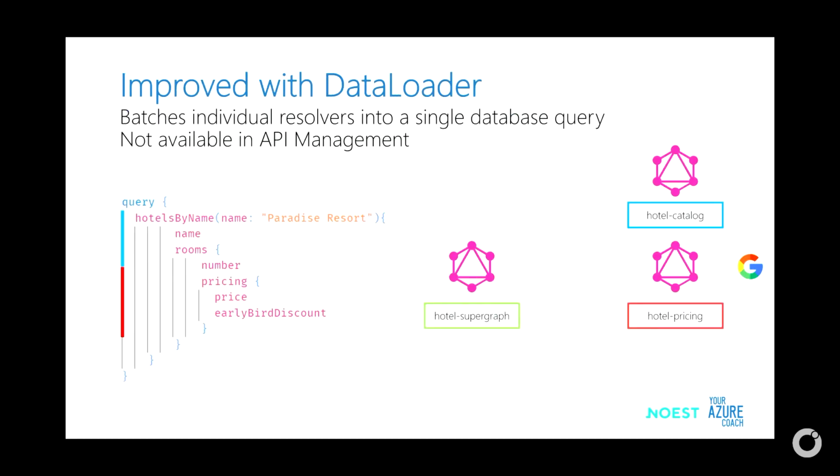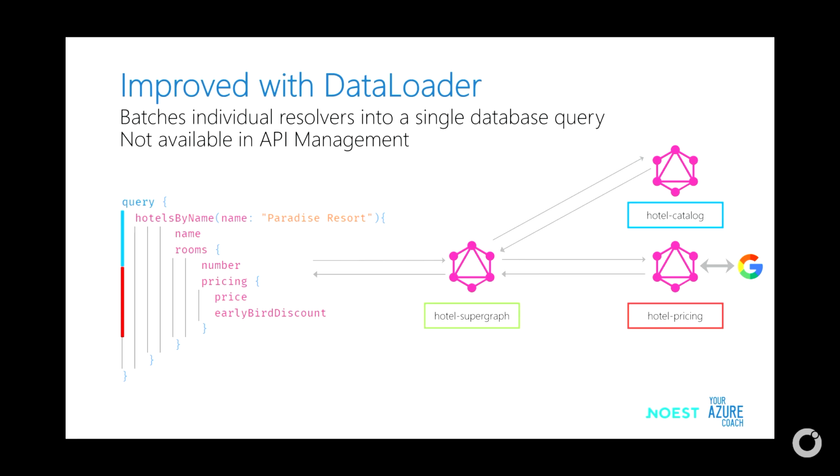So you can improve that with data loaders. With data loaders, you will batch those individual resolver requests into one single request to your backend, your database, or your API, whatever. So it will be much more performant in that way. So here you have one big batch towards Google instead of having multiple individual requests in parallel.